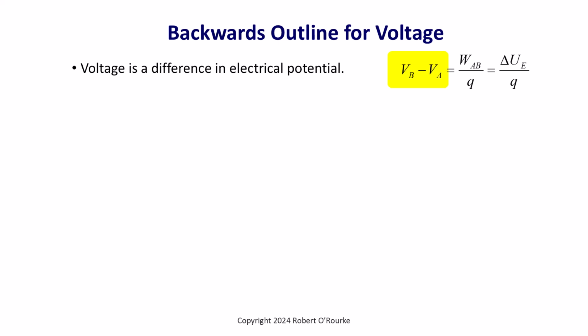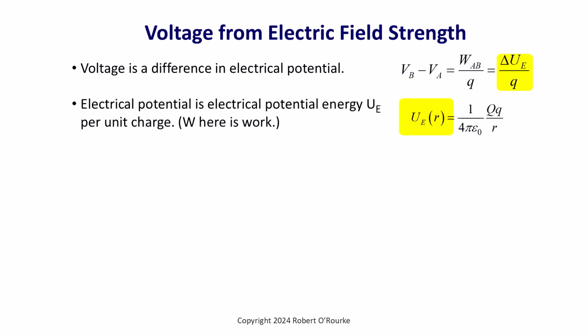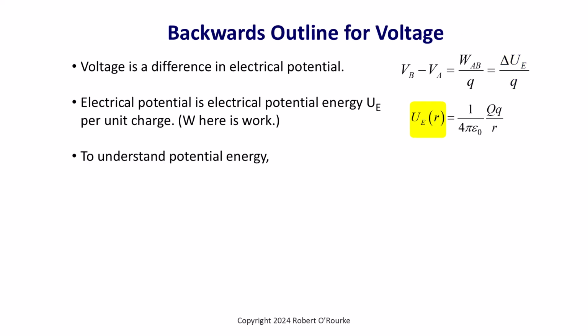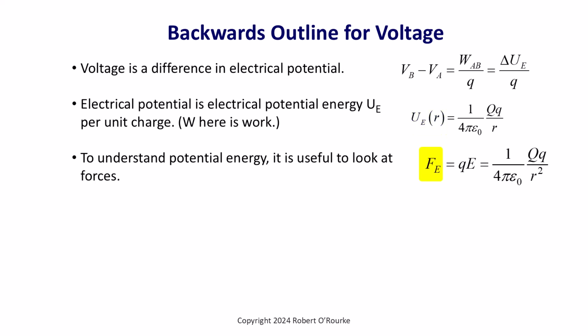Voltage is the difference in electrical potential between two different locations. Electrical potential is the electrical potential energy per unit charge. To understand potential energy, both electric and mechanical, look at forces like Coulomb's law.